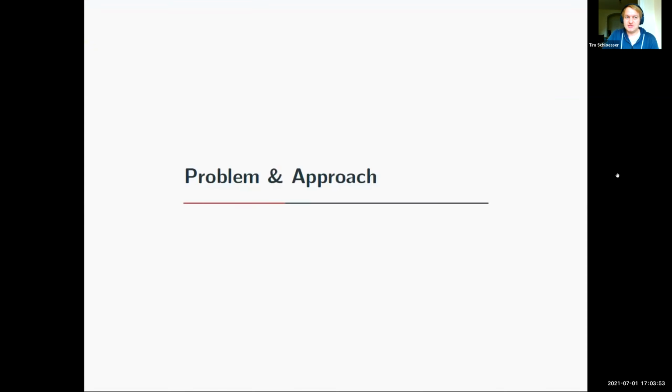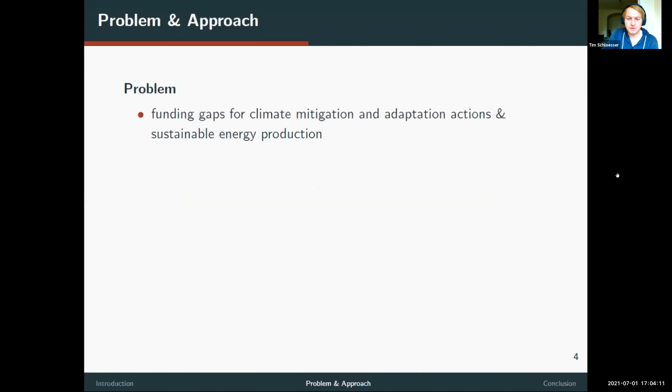So this was a very short wrap-up of the technology. We elaborate more on that in the chapter to give the reader an easy, understandable way of understanding the DLT spectrum of technology. The problem, which we have heard about very often today, is that we have funding gaps for climate mitigation, adaptation, and also for sustainable energy production. So the main research question is: how can DLT be utilized to close those gaps?